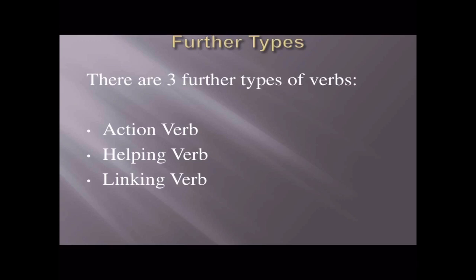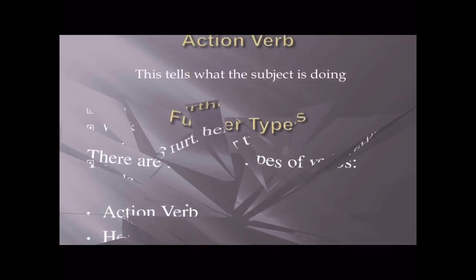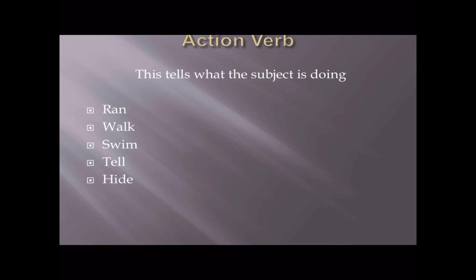So we have another three types of verbs: action verb, helping verb, and linking verb. What is an action verb? Well, it is the main describer of what the subject is doing. We can say ran, we can say walk, we can say swim, sail, hike, jump, whatever. Everything that describes an action of a subject.